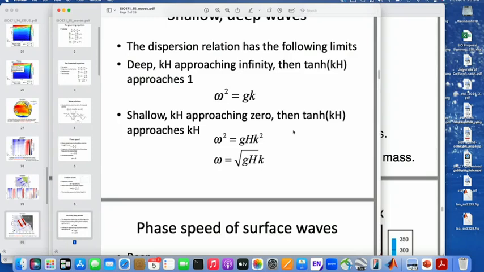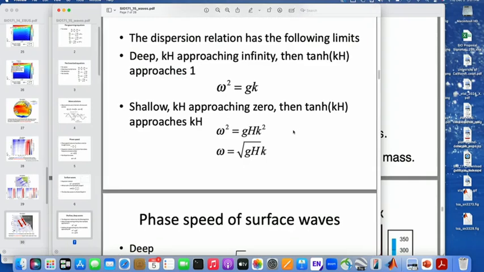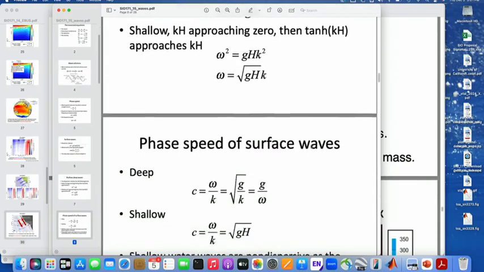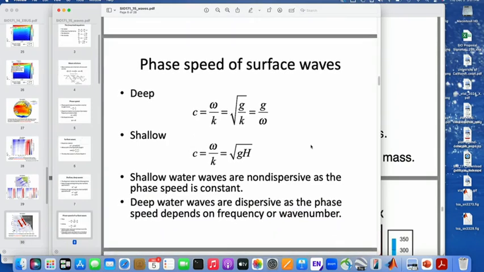So I do need you to know these dispersion relations. Did I say that enough times? Okay, yeah, I do need you to know these. Noted. Yes. There's a variety of ways you can write them.